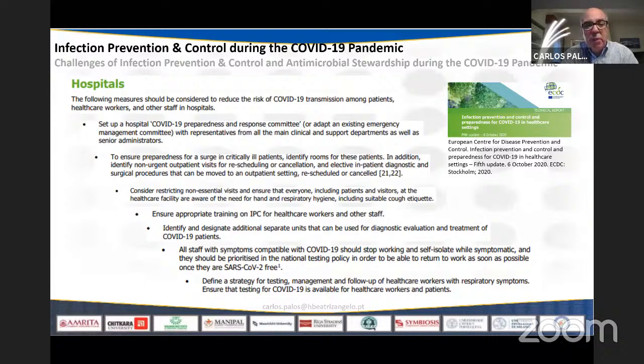We have to restrict or stop non-essential visits and also non-essential activity, which is a huge problem because people with non-COVID situations are lying behind. So there will be more disease and more deaths. And of course, we have to ensure training and adequate personal protective equipment availability, and also strategies for identifying and separating patients.